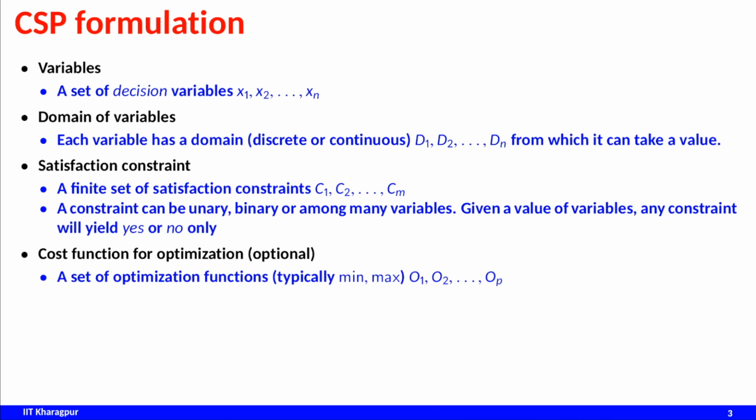Then there is an optional one. Sometimes it may happen that we have an objective function which we would like to optimize, where we would like to minimize or maximize certain things. So for certain problems we can have that information as well.